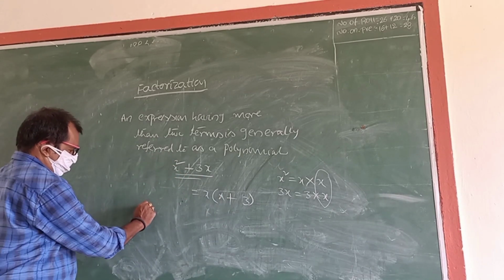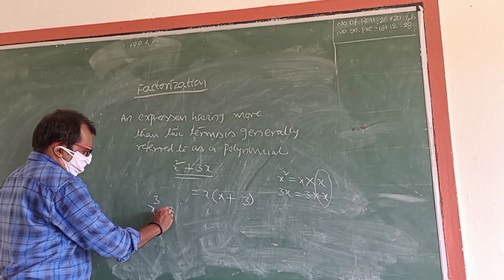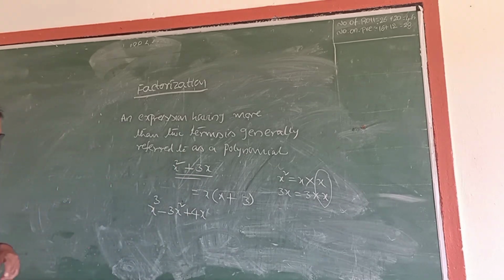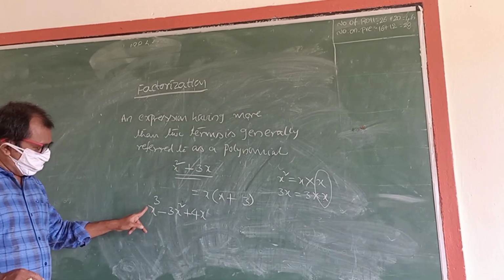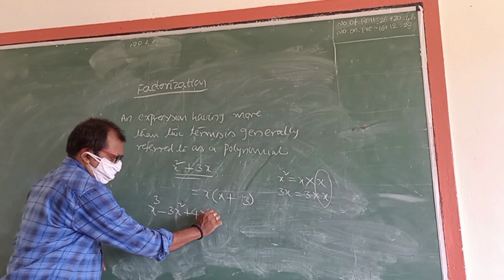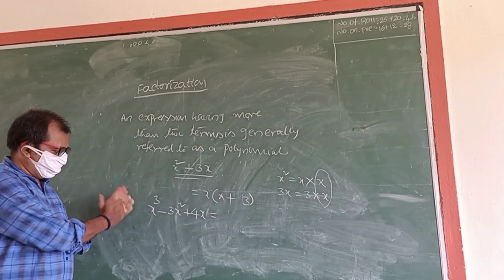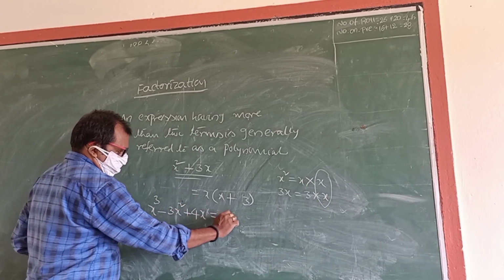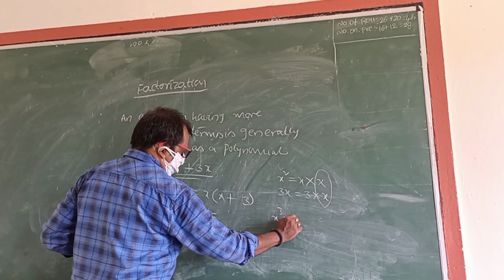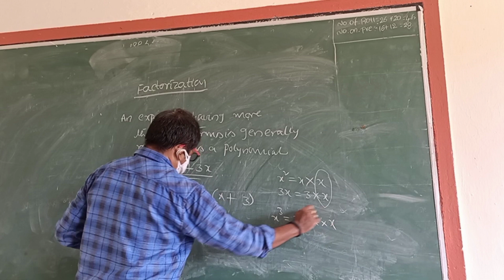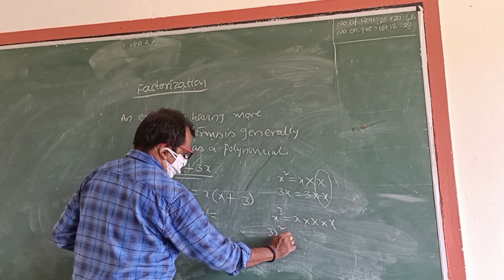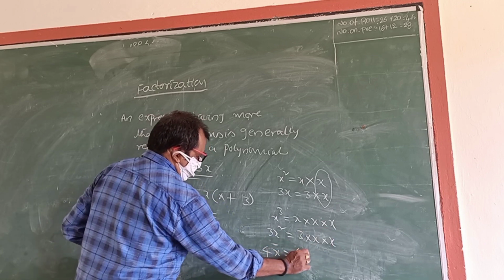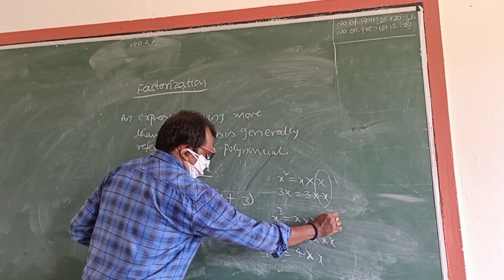Now let's have one more expression, x cube minus 3x square plus 4x. What is the first term here? It is a cubic term. Therefore, x cube can be split up in the form of x into x into x. 3x square, 3 into x into x. 4x, 4 into x.